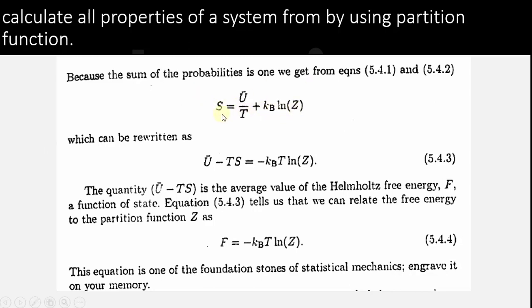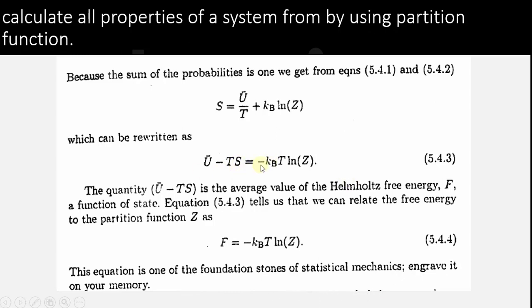Here S is the entropy. So we rearrange all the values and use this formulation. The quantity U - TS is the average value of the Helmholtz free energy, which is shown by the symbol F. A function of state tells us that we can relate the free energy to a partition function Z. So Z is the partition function, U is the energy, T is the temperature and S is the entropy.